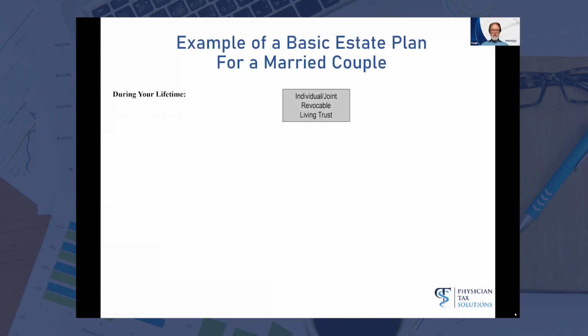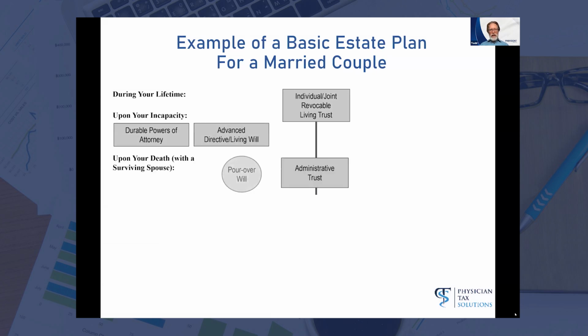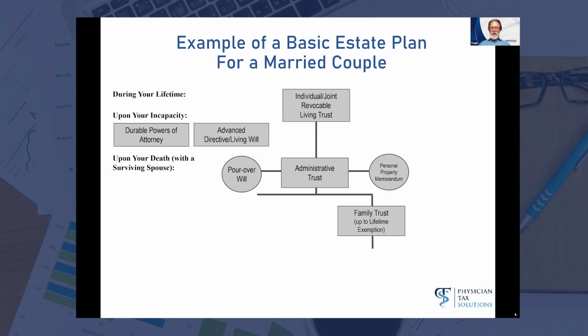But we're just going to go through an example of a basic estate plan and show you what that might look like. Here you can see that we have the individual or joint revocable living trust, and then we have the durable power of attorney, advanced directive or living will. We have the pour over will. One thing we didn't mention earlier, but we have on this slide, is a personal property memorandum.